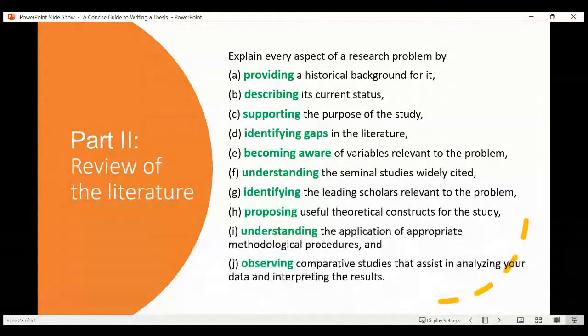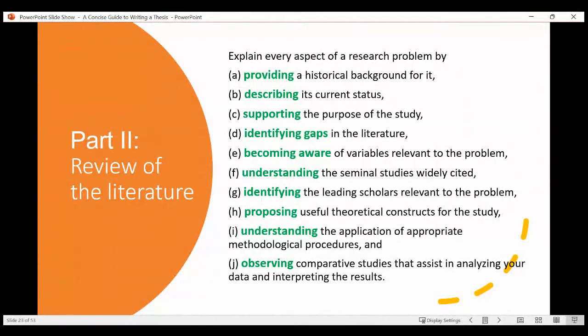Let's now move on to the literature review. When you write your literature review, you need to take into consideration these points. Generally speaking, a literature review provides a historical background for your study, describes the current status of your study, supports the purpose of your study, and, most importantly, identifies research gaps in the literature.